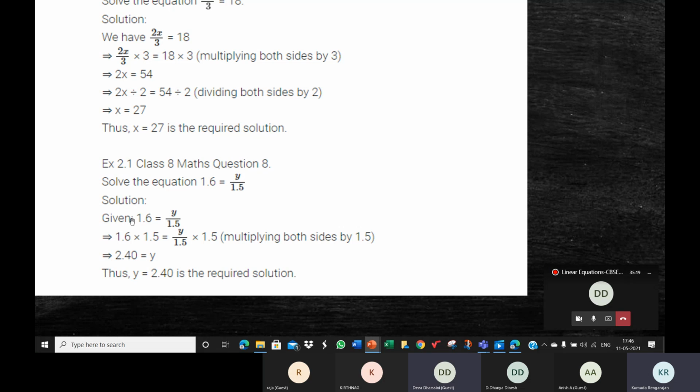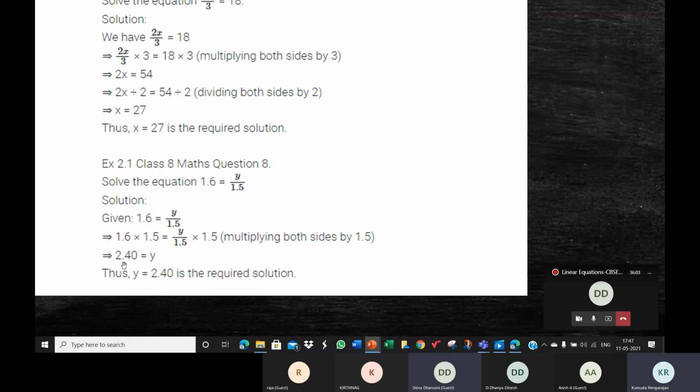Decimal multiplication. We need to multiply 16 and 15. 16 15s are 240. After that, here after the decimal point we have 1 digit, and here also 1 digit. So in the product, after the decimal point, there must be 2 digits, 1 plus 1, 2. So you have to place the decimal point here.